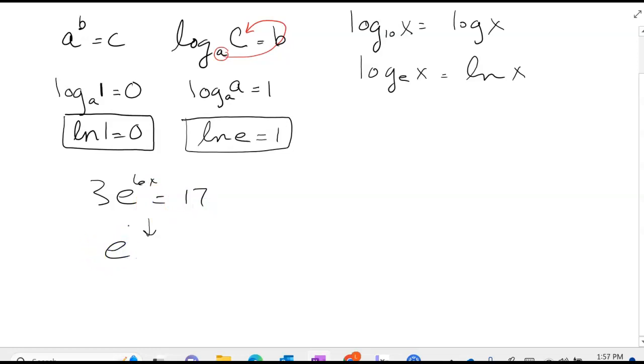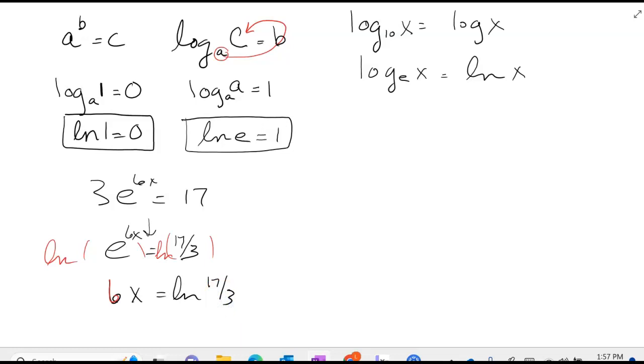Let's just get the exponential on its own. That's a common mistake students make, not getting the exponential function by itself, and you can just do 17 divided by 3. And then sure, you can do ln of both sides. You might have learned this where the ln and e cancel each other out, and I'm left with 6x equals ln.